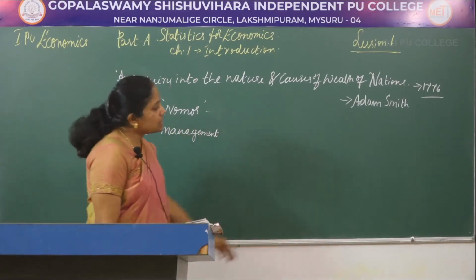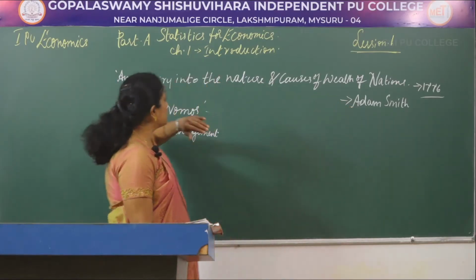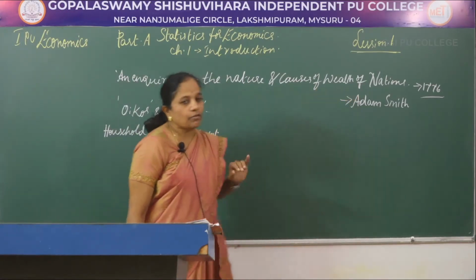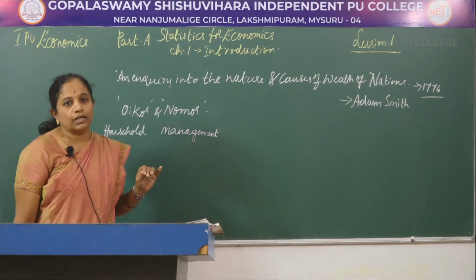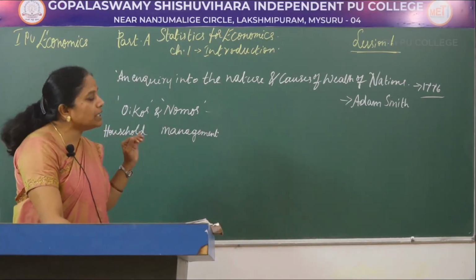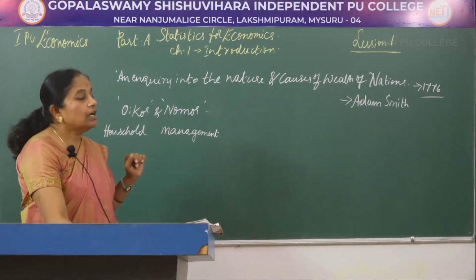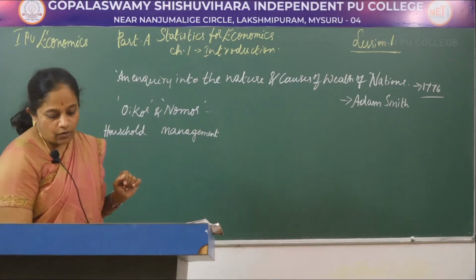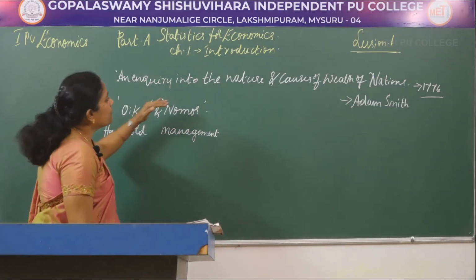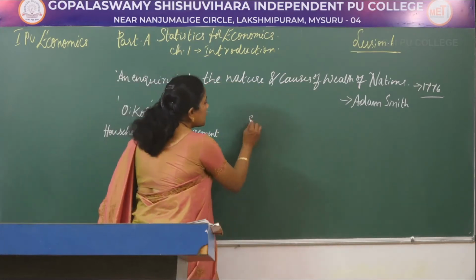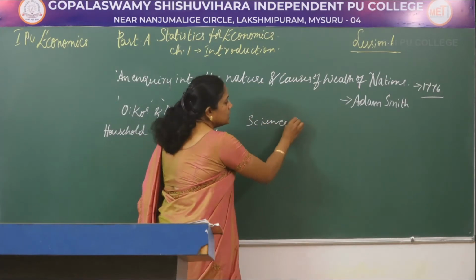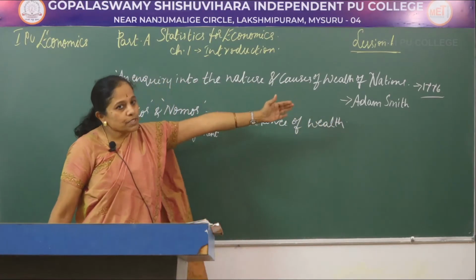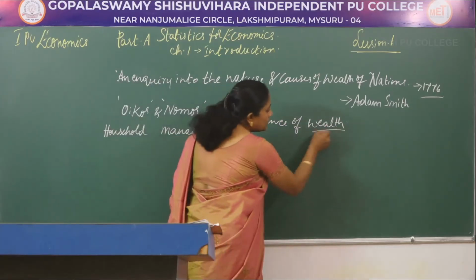In the year 1776, Professor Adam Smith, in his book An Inquiry into the Nature and Causes of Wealth of Nations, referred to the term economics and explained the functions of economics. Therefore, Professor Adam Smith is known as the father of economics. He defined economics as the science of wealth. Therefore, Adam Smith's definition is called the wealth definition.